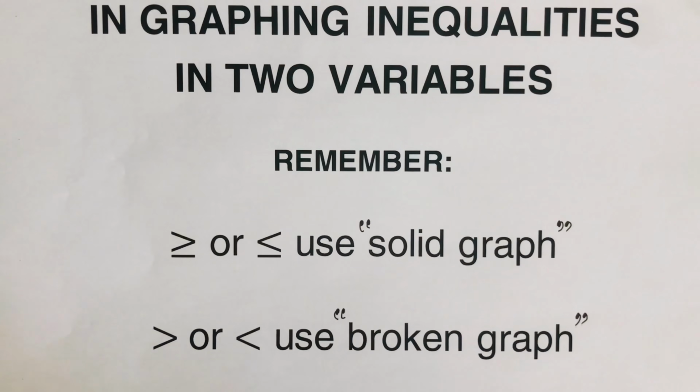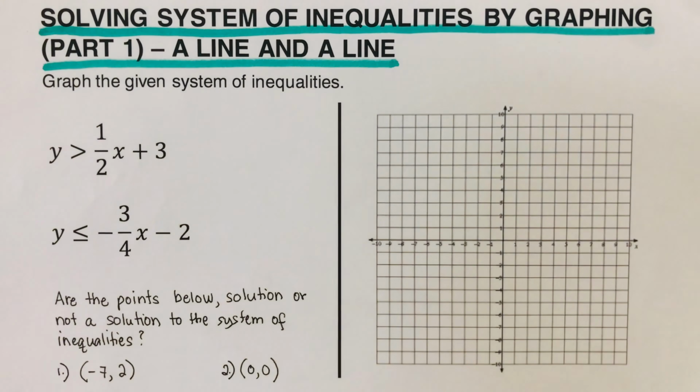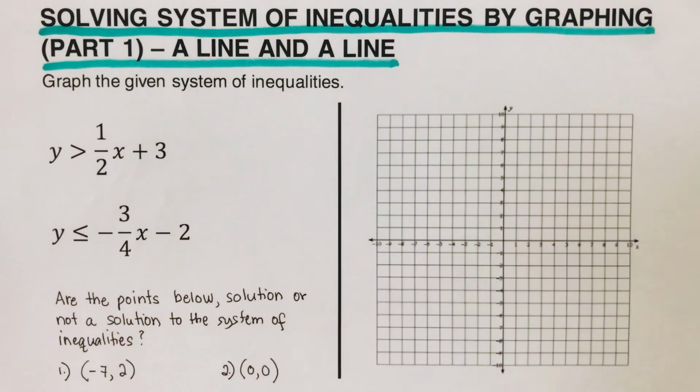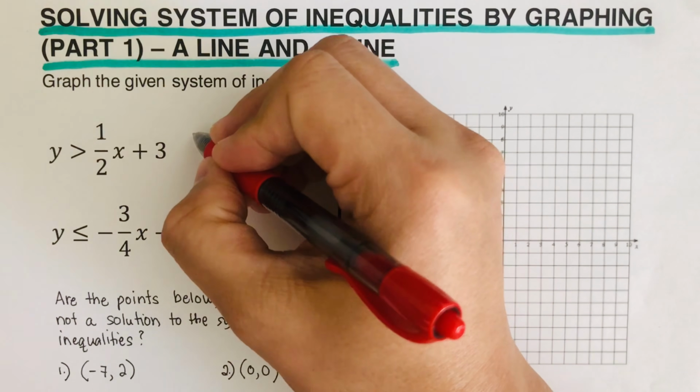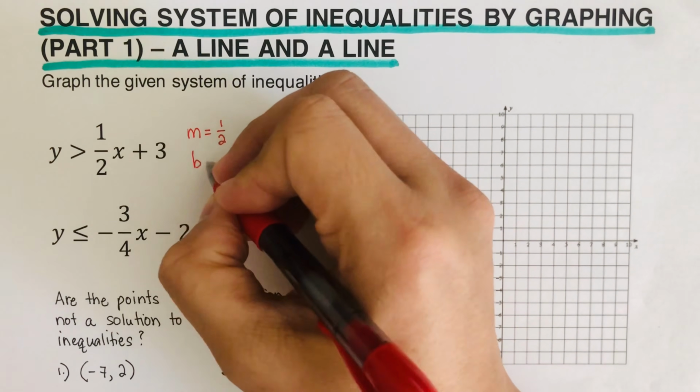Okay, so we remember that if we have a greater than or equal to or less than or equal to, we're going to use the solid graph. Now, if we have a greater than or less than, we're going to use the broken graph. Okay, so we go over the first example. The first thing that we're going to do here is to determine the slope and the y-intercept for the first line. So the first line right here, our slope m is 1/2 and our b is 3.